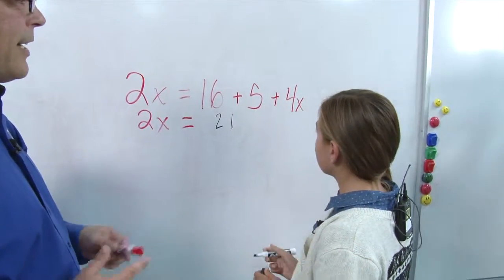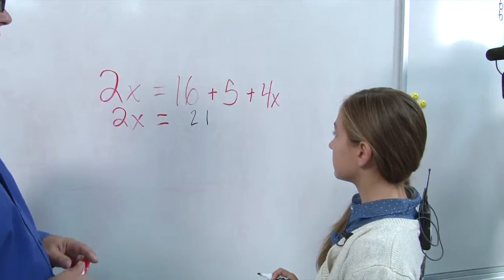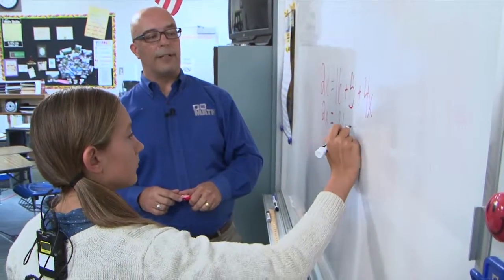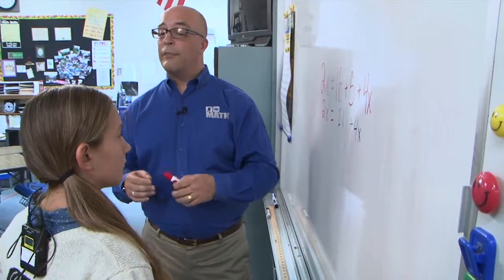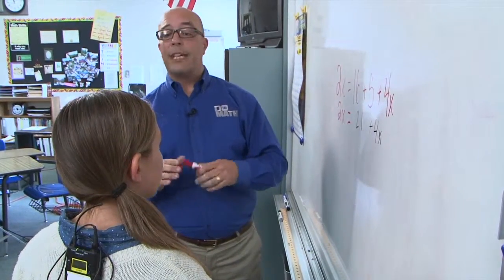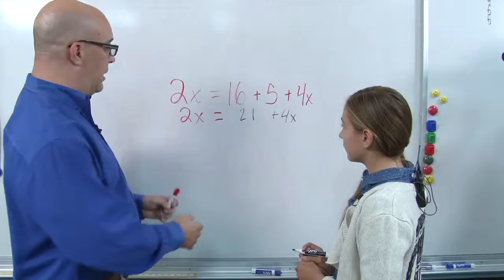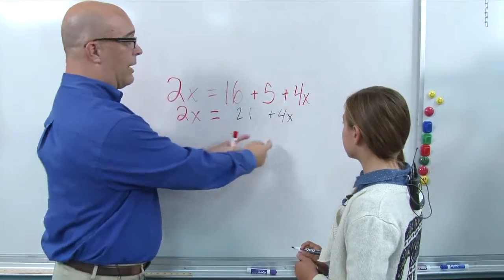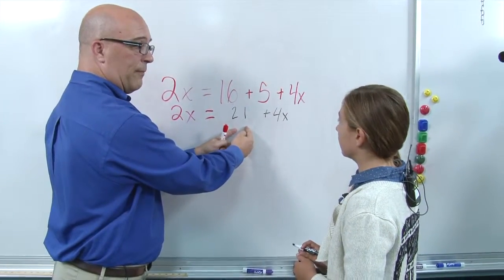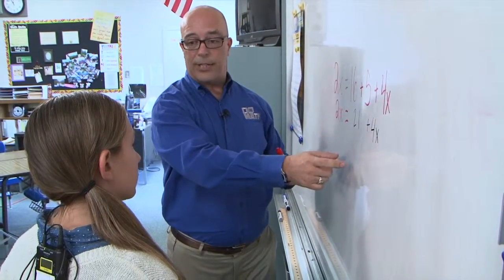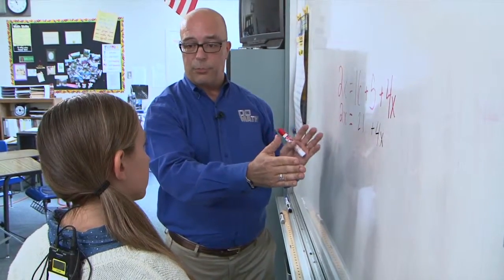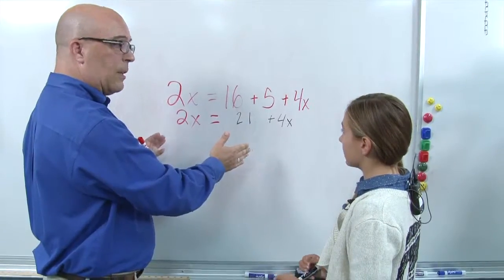And what's left on that side? 4x. Okay. So go ahead and bring down your plus 4x. Now, we were trying to find the value of x. So we want all of the x's on one side. Here we have an x, and here we have an x and a number. So if we want to get all of the x's on one side and the numbers on one side, which one is going to have to move?